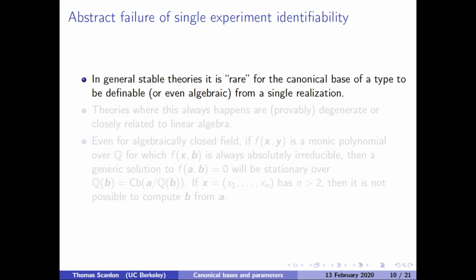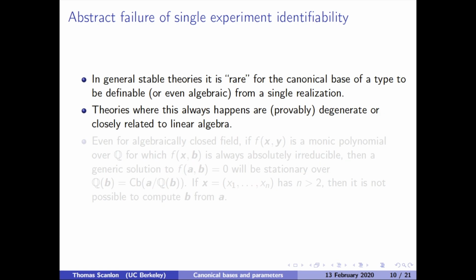And the reason why you might expect this is that, thinking in this abstract way of the canonical base, we just know from so many examples throughout model theory that it's extremely rare to be able to compute the canonical base from one realization. When it does happen, when you have a theory where you know you can always compute the canonical base, then you can prove that the theory is rather degenerate. So it's either so degenerate there are no interesting relations going on, or maybe it comes from linear algebra in a precise sense.